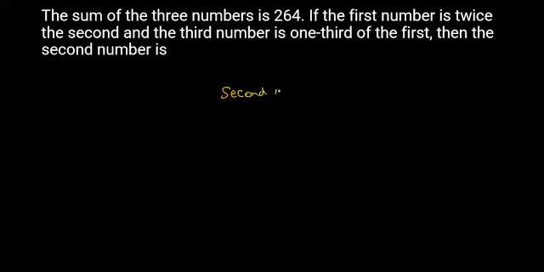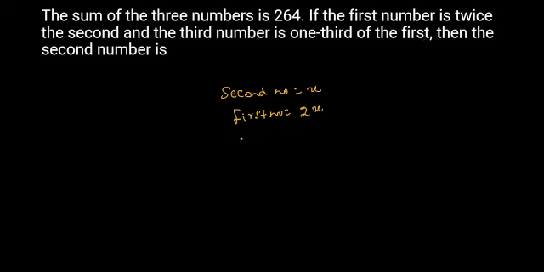Second number is equal to x. Okay. Now the first number is twice the second number, so that means if the second number is x, the first number should be 2x. Now the third number is 1/3 of the first. So what is the first number?